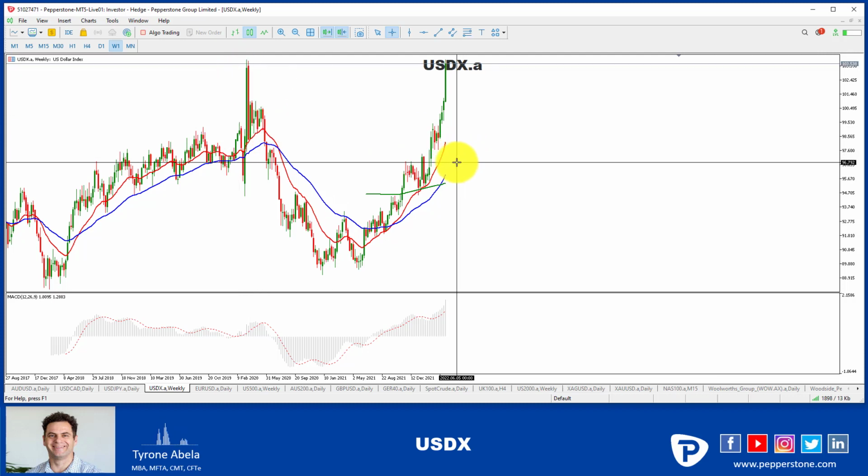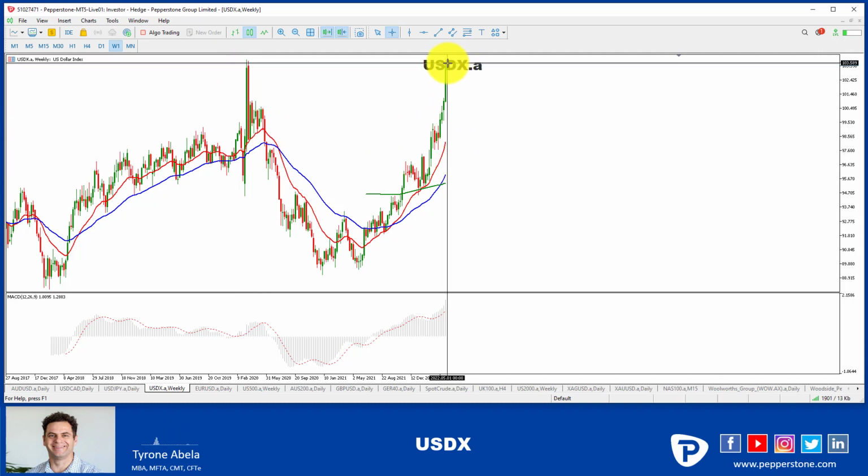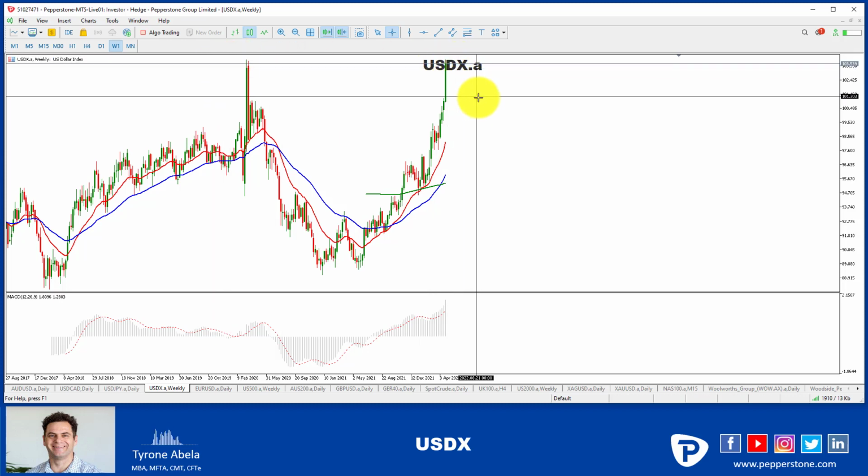Maybe, I'm not saying it's going to do that now, but we've got to be certainly mindful that it did find resistance there the first time. So we would probably expect that it will find some resistance there again.